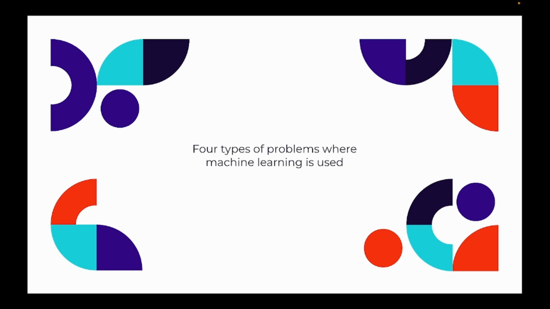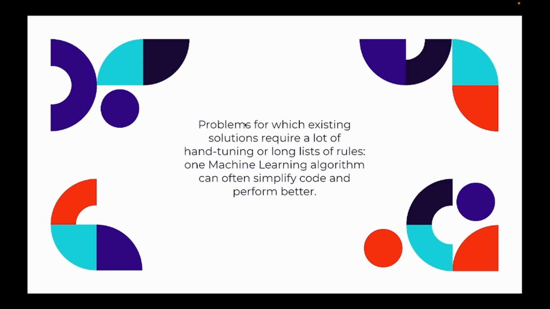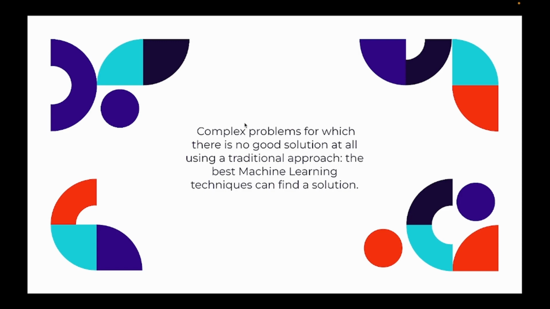Four types of problems where machine learning is used are: number one, problems for which the existing solution requires a lot of hand tuning or a long list of rules. One machine learning algorithm can often simplify code and perform better. For example, the spam email folder. You can have a long set of rules that if you find these words in the email, mark it as spam. But as time goes on, spam emails change patterns, so your list of rules will also increase, and it will require a lot of hand tuning. So machine learning can be used in those areas.